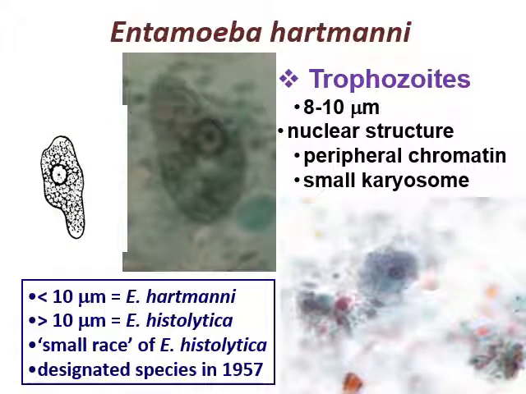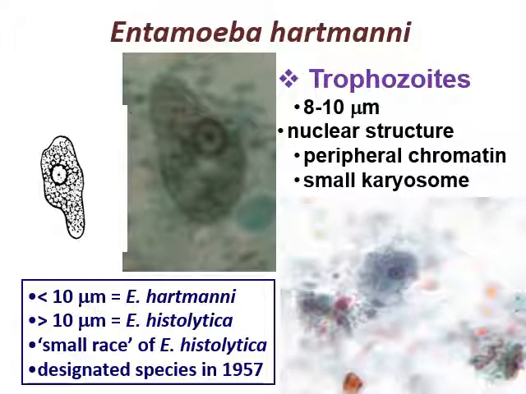We will start with Entamoeba hartmanni. It has trophozoite and cyst stages. Trophozoites measure between 8 to 10 micrometers. The nuclear structure contains peripheral chromatin dots with a small central karyosome. It resembles Entamoeba histolytica in shape.